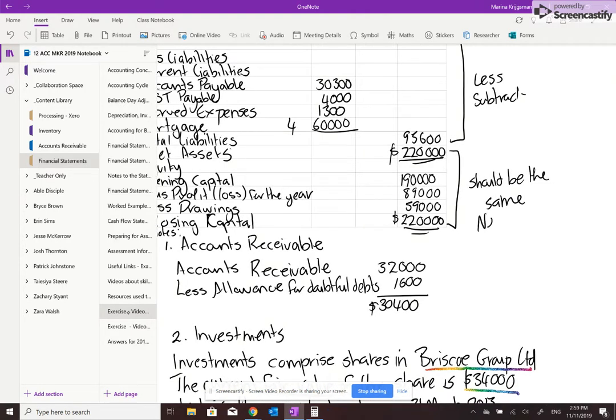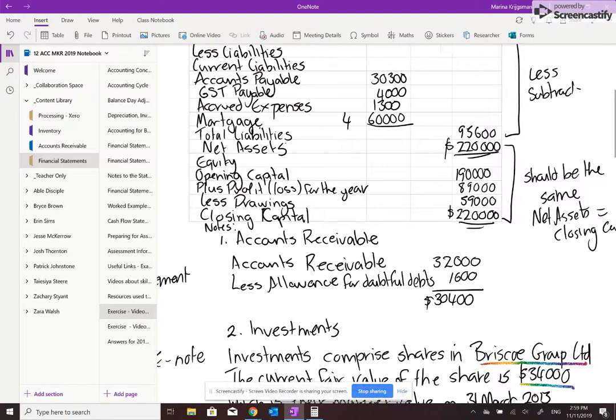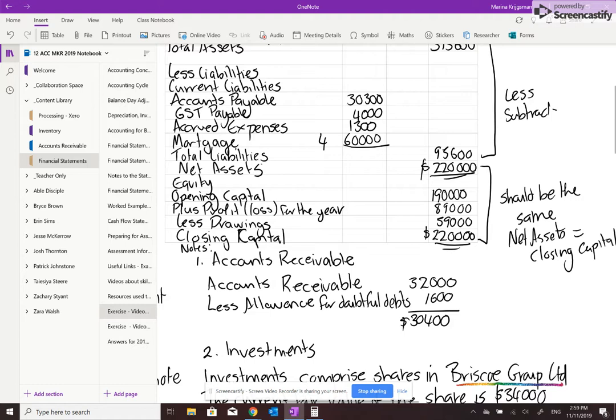Okay, and so there goes how we do a statement of financial position. So our net assets equal our closing capital. Okay, so the only way to really learn this, again, is practice. Practice and more practice, and maybe setting up a few where you practice writing what goes into them, setting up some blank frameworks. So that ends the statement of financial position.